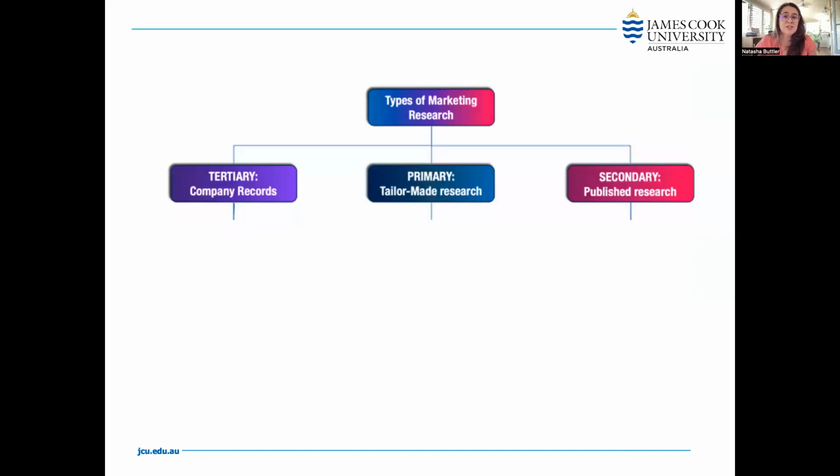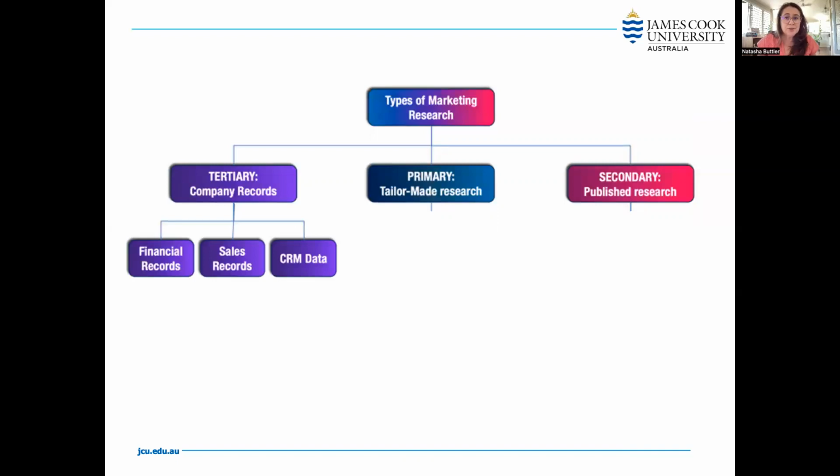So market research falls into three different categories. It's either tertiary, primary, or secondary. Tertiary research is when we examine company records, such as financial records, sales records, or CRM. So it's data that we have already inside our organization. And quite possibly when you come to work in an organization, you'll be doing quite a lot of data analysis in this space because it helps us identify how well some of our sales promotions have gone.